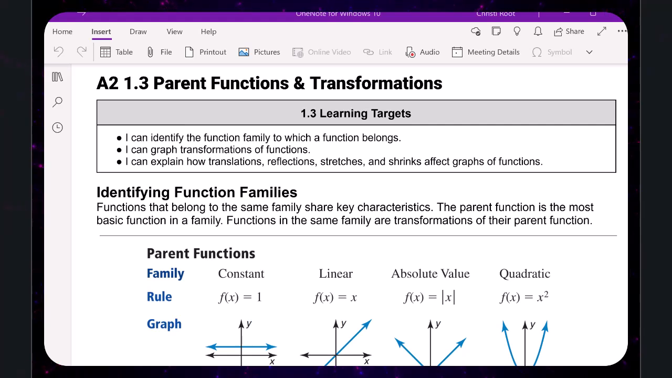Hello everyone and welcome. This is the video for lesson 1-3, Parent Functions and Transformations out of the Big Ideas Algebra 2 textbook. Let's take a second and look at our learning targets for the lesson.